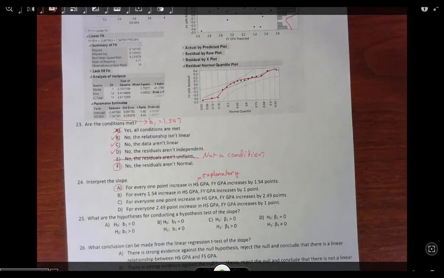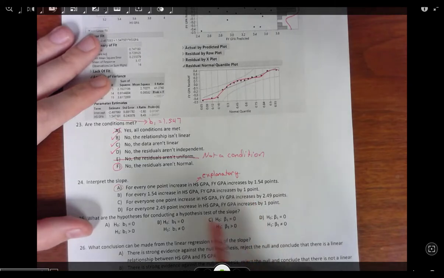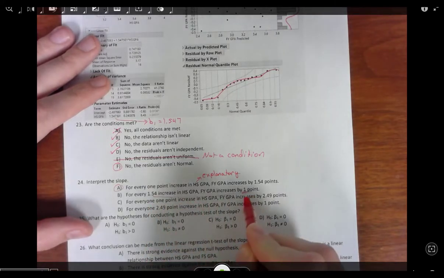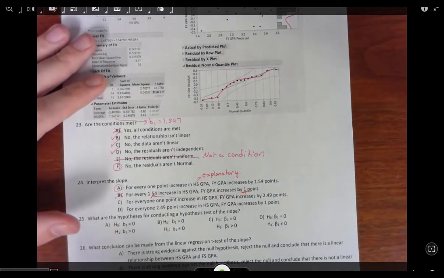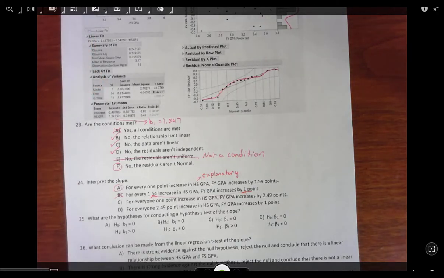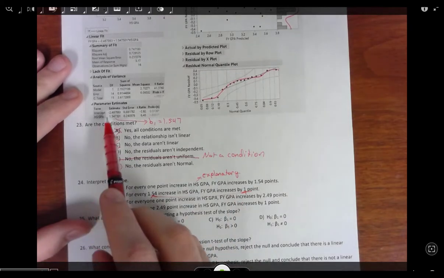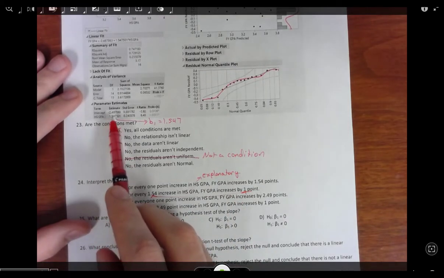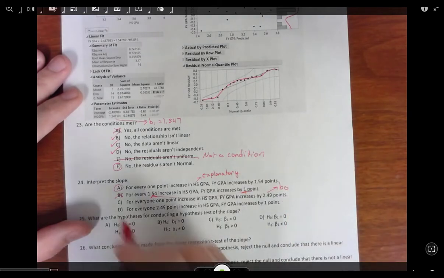B says for every 1.54 increase in high school GPA, first year GPA increases by 1 point. They have these two backwards. If we switch these two around, then it'd be correct. But since they have them backwards, it's incorrect. C says for every 1 point increase in high school GPA, first year GPA increases by 2.49 points. So they ended up using the intercept and not the slope. So this is B0. So C and D both use the intercept and not the slope.